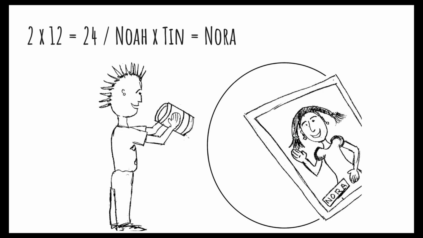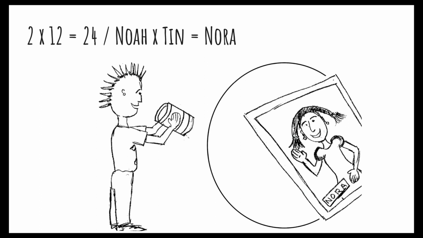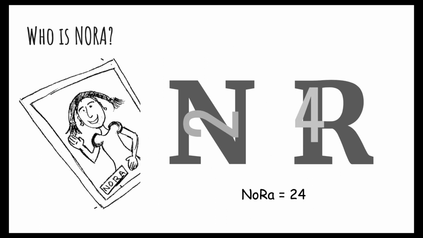This story represents 2 times 12 equals 24. Noah times 10 equals NORA. We already know that 2 is Noah and 10 is 12. NORA represents the number 24 because N is 2 and 4 is R.